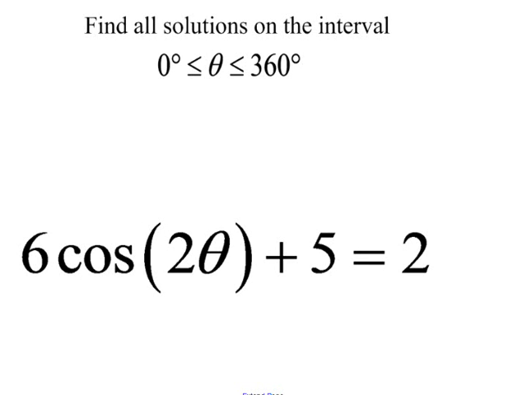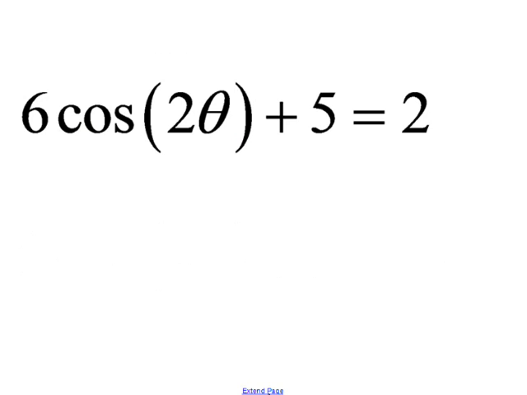We have 6 cosine of 2 theta plus 5 equals 2. We want to find all the solutions. So what we have done already in the past is we solved this algebraically. And let's just review this. Some of you may be able to stop and give me the answers before I do. That would be good practice.